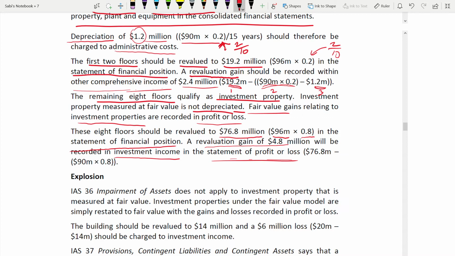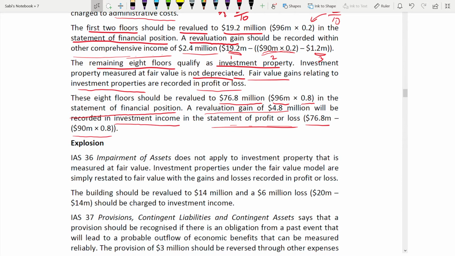So what is the revaluation gain? 76.8, the revalued amount, minus 90 into 0.2, because 90 was the fair value before the revaluation, into 0.8 because only for 8 floors. And you are not deducting depreciation, as you deducted for property, plant and equipment for the first 2 floors. The reason is that if fair value is used, it is not depreciated. You are just applying the standard only. Investment property measured at fair value is not depreciated, hence you did not deduct depreciation in the calculation.